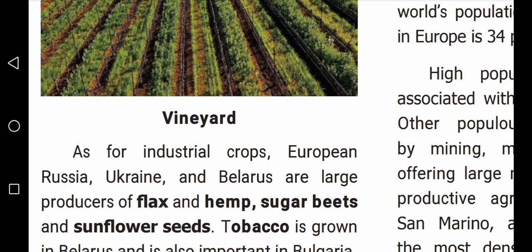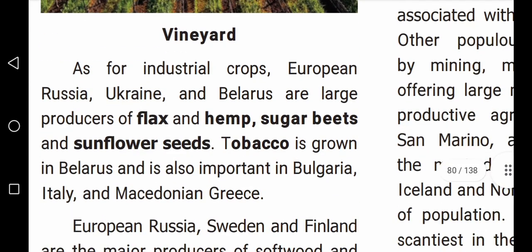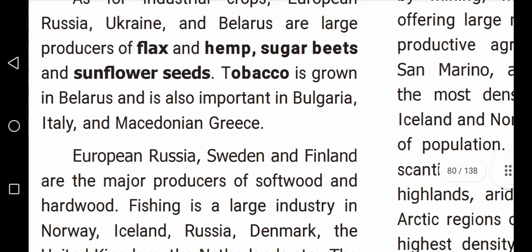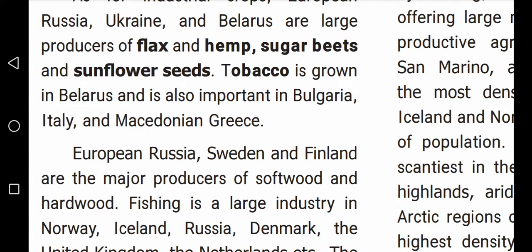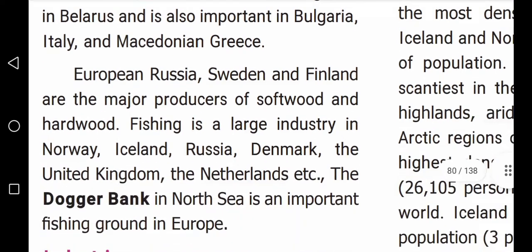As for industrial crops, European Russia, Ukraine and Belarus are large producers of flax and hemp, sugar beets and sunflower seeds. Tobacco is grown in Belarus and is also important in Bulgaria, Italy, Macedonia, Greece. European Russia, Sweden and Finland are the major producers of softwood and hardwood. So in European Russia, Sweden, Finland, they produce both softwood and hardwood.